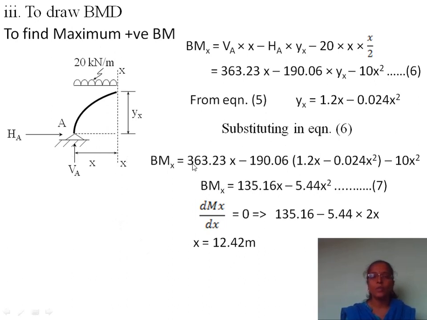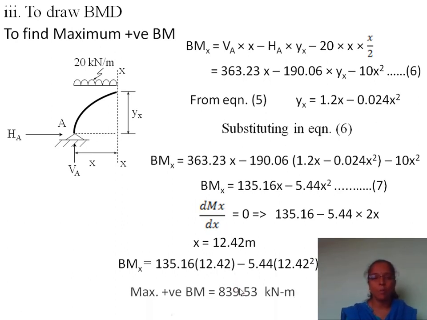The magnitude is obtained by substituting the value of x into equation 7. So the equation is 135.16 into 12.42 minus 5.44 into 12.42 whole square. Therefore the bending moment at x, that is the maximum positive bending moment, is equal to 839.53 kilonewton meter.